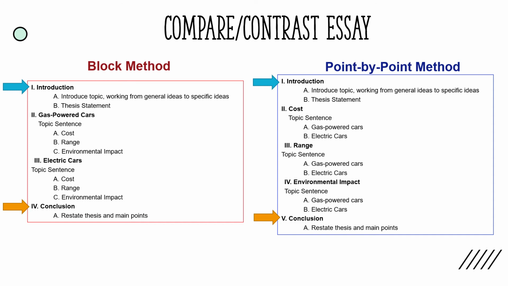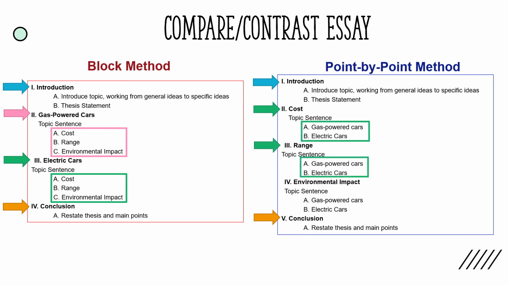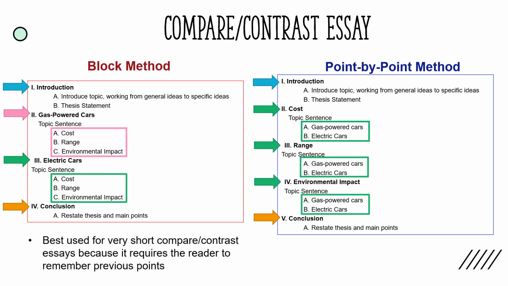In the block method, you would first discuss all of the points of your first item, then discuss all of the same points of your second item in the same order. In the point-by-point method, you introduce one point at a time and compare both items before moving on to the next point and the next point. The block method is best for very short compare-contrast essays because it requires the reader to remember all of the points discussed about the first item, whereas the point-by-point method is better for more complex comparisons.